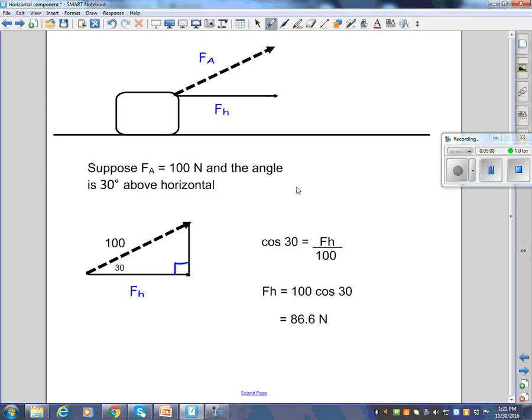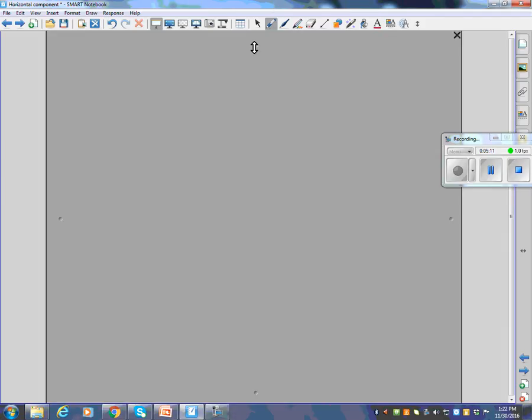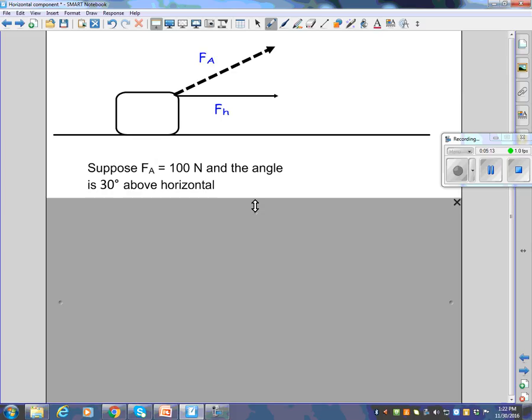Okay, so there's that picture again. Now, here's an example of finding the horizontal component. Suppose that the FA, the applied force, is 100 newtons and the angle is 30 degrees above horizontal. That means this angle here is 30 degrees. When I say above horizontal, horizontal just means a flat line, and we're going to go 30 degrees up from there. Okay, so now we're going to use good old grade 9 trigonometry. You probably thought back then, oh, when am I ever going to use this?